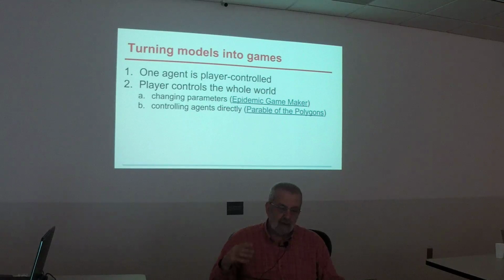But the more common way in which you turn an agent-based model into a game is that you're changing the whole world. You might change the rate at which a disease spreads, or how much energy you get from eating grass, or something like that.